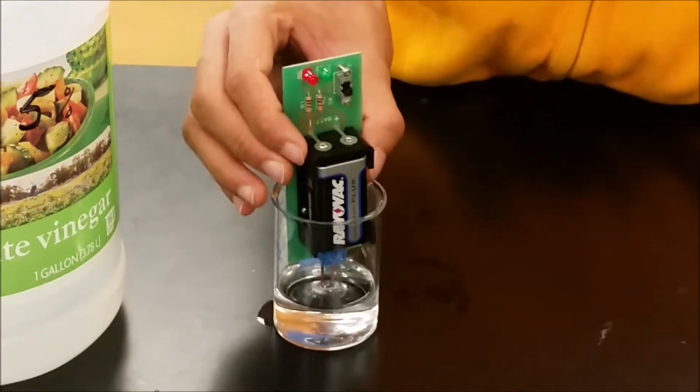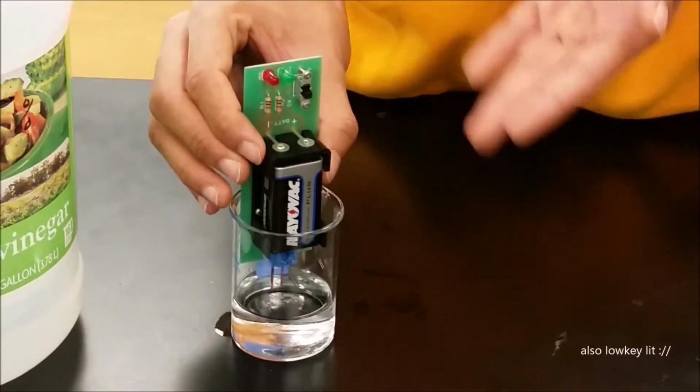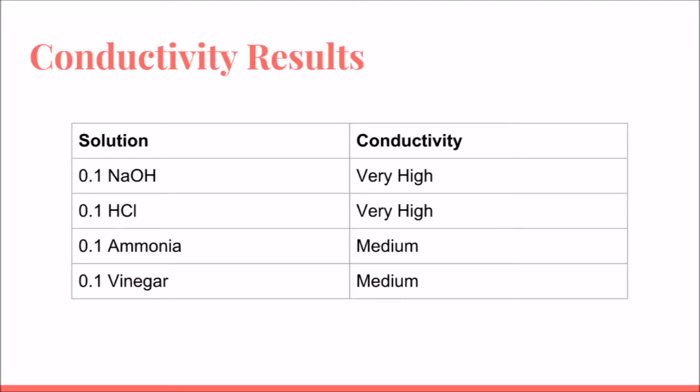Okay, so as you can see, this time the vinegar is also dimly lit red and not lit green at all. So here are the results from our analysis of various acids and bases for conductivity. Firstly, NaOH, a strong base, had very high conductivity since both red and green lights were lit up, and the same goes for HCl, a strong acid. Ammonia had medium conductivity because the red light was lit up and the green was dimly lit, as was vinegar.